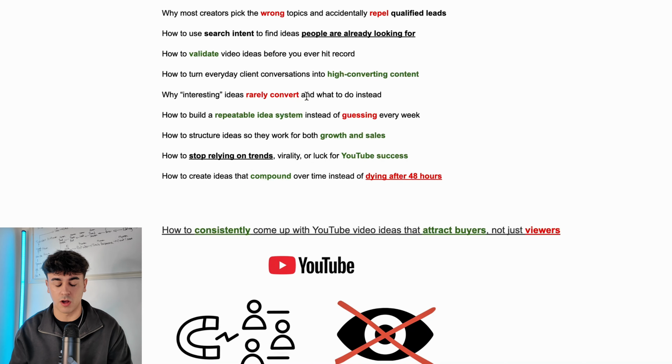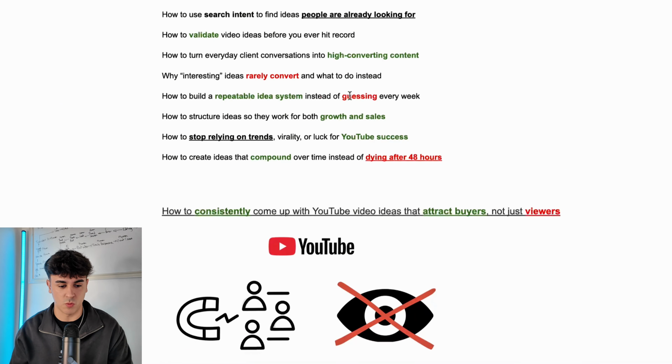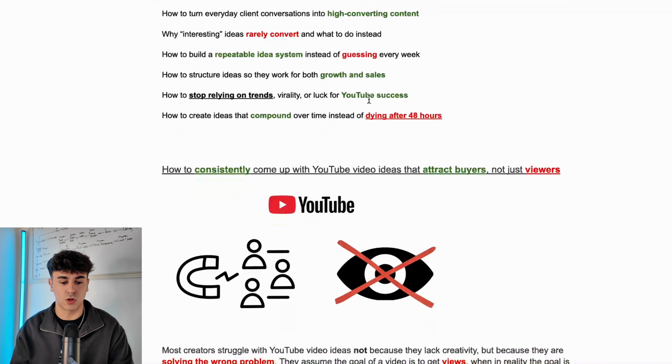Why interesting ideas rarely convert and what to do instead. How to build a repeatable idea system instead of guessing every week. How to structure ideas so they work for both growth and sales. How to stop relying on trends, virality, or luck for YouTube success. And how to create ideas that compound over time instead of dying after 48 hours. So as you can see, like I said, we have a lot to cover.